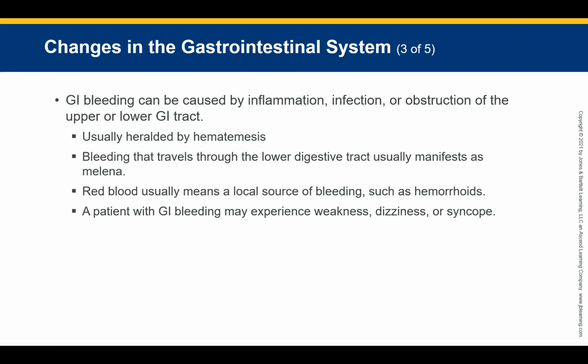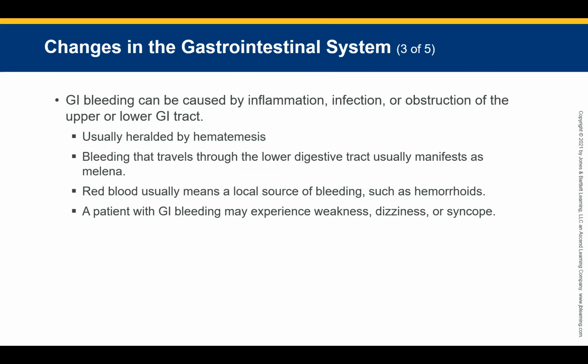Bleeding that travels through the lower digestive tract usually manifests as melena, which is a black, tarry type of stool. It kind of looks just like what babies have on their first stool. That's one of those things you may see because you know it's got blood in there. A patient with a GI bleed may experience weakness, dizziness, and/or syncope because of the loss of a lot of blood.